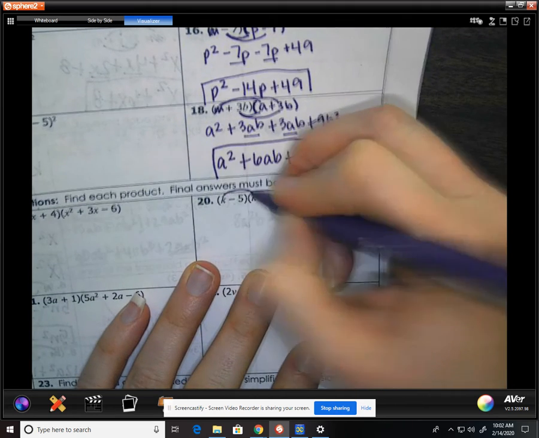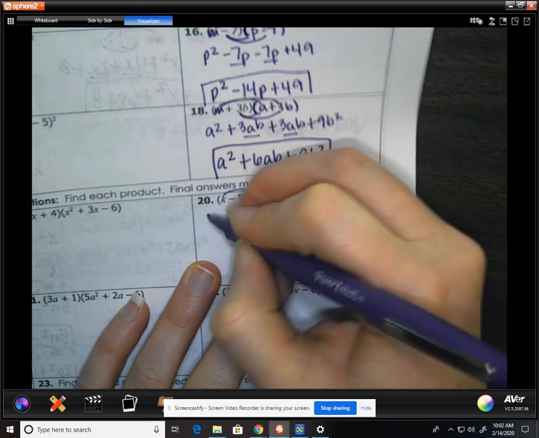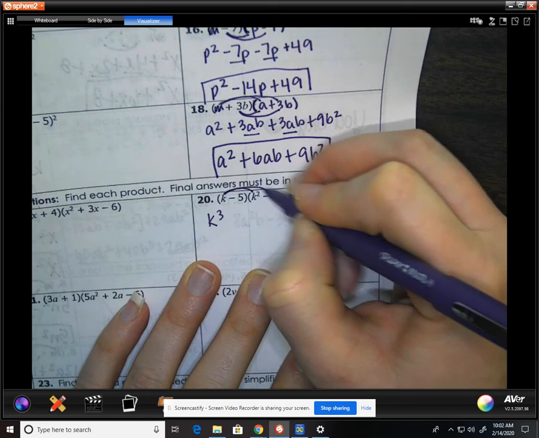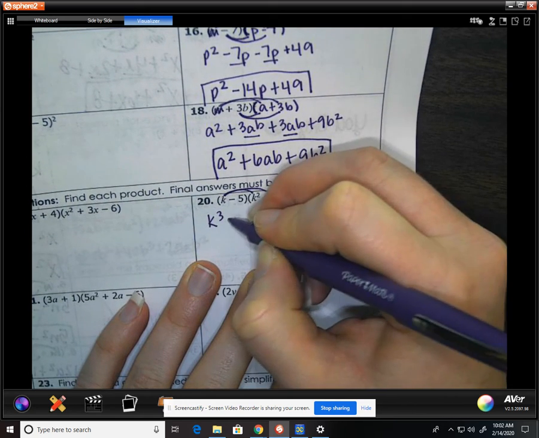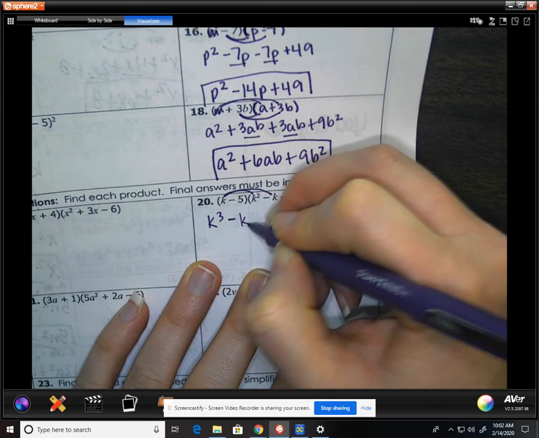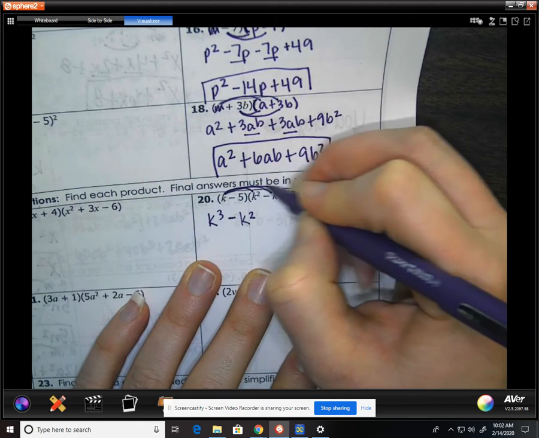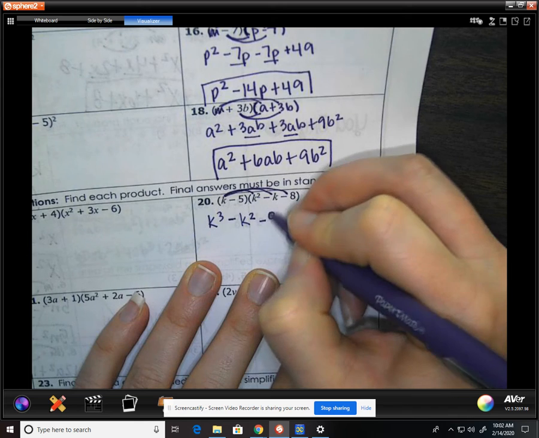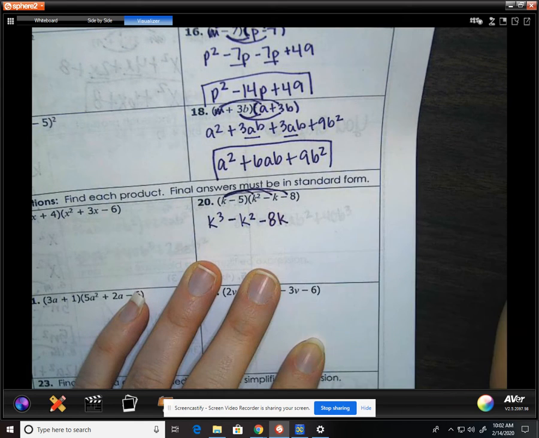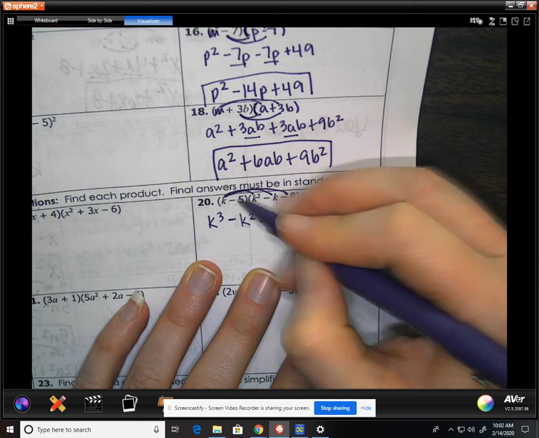We're going to do K times K squared. So 1 plus 2 gives me K to the third. And then K times negative K, I have to keep that negative sign, and 1 plus 1 gives me K squared. And then I do K times -8, so I keep the coefficient of -8 and I just put the K on the end. So I just had to multiply it by 3 things.